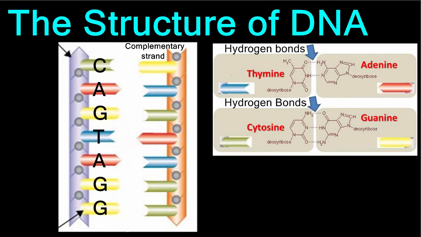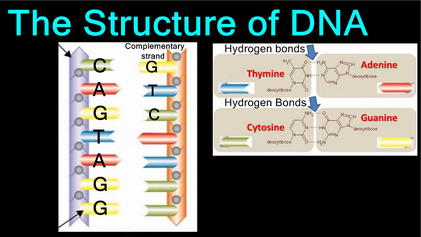Let's practice by creating the complementary strand to this DNA sequence. The first letter in the top is C. C stands for cytosine. Cytosine always pairs with guanine, so on the complementary strand we put a G for guanine. The next letter is A for adenine. Adenine always pairs with thymine, so on the complementary strand we'll write a T for thymine. Guanine pairs with cytosine. So on the complementary strand, we write C.